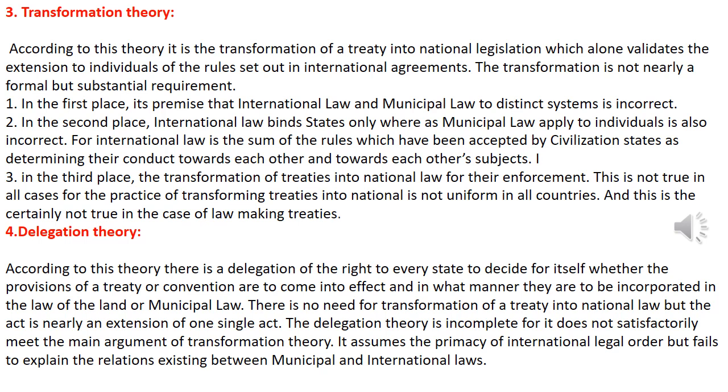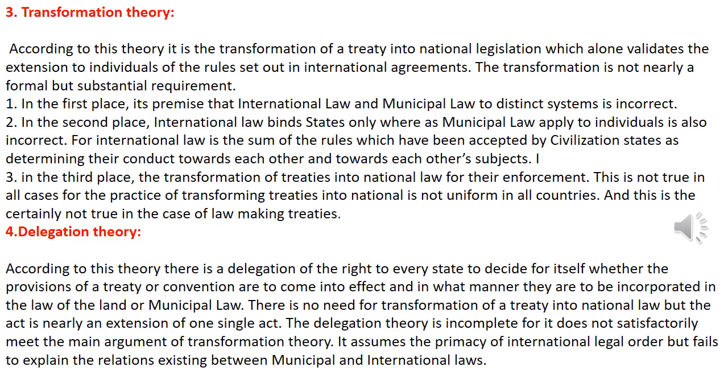The next is the transformation theory. According to this, the treaty needs to be transformed into national legislation, and there are certain drawbacks. According to this theory, the claim that international law and municipal law are two distinct systems is incorrect, and the claim that international law binds states only, whereas municipal law binds individuals, is incorrect, because international law is the sum of the rules which have been accepted by civilized states in determining their conduct towards each other.